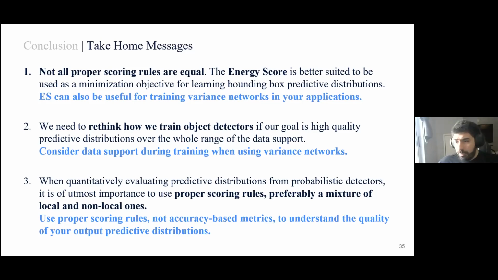And my final recommendation is, if your application has been using accuracy-based metrics for evaluation and you decide to transform it or do probabilistic modeling, you will need to use proper scoring rules for evaluation. Using accuracy-based metrics are not descriptive and might lead to misleading conclusions.